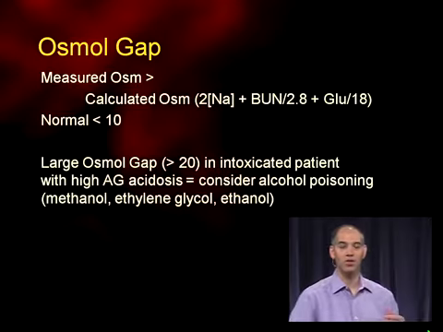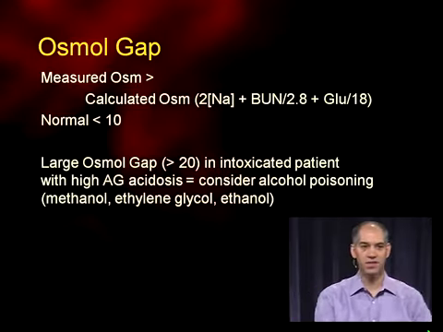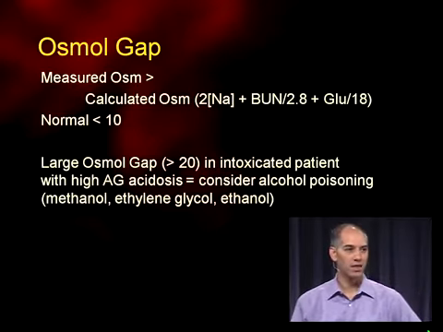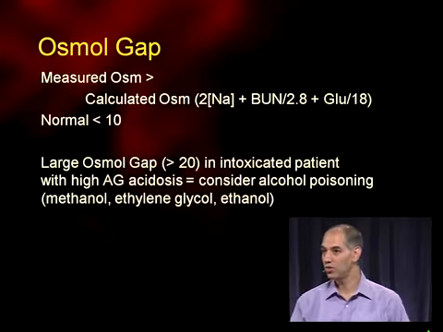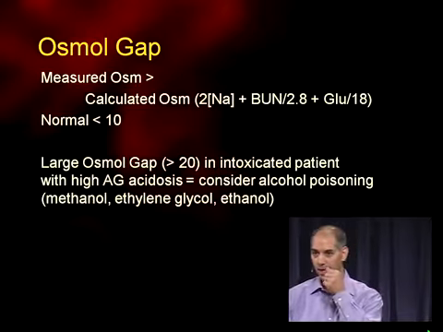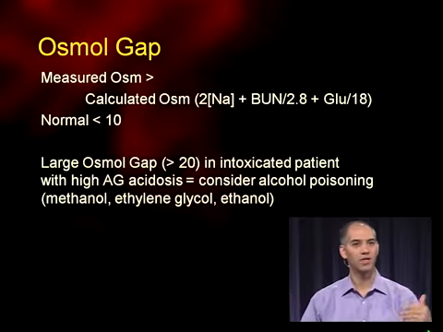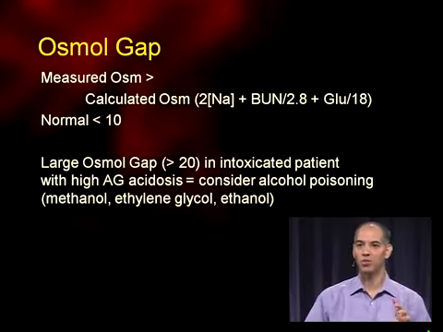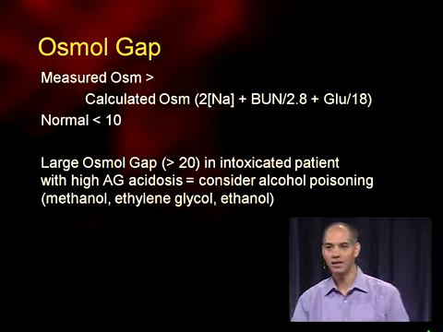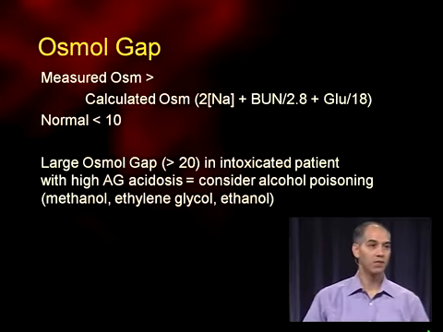Remember that you can measure the osms in the blood just by sending down a serum osm level. And you can calculate what you think the osmolarity should be by looking at what are the osmotically active things in the blood. Mostly it's sodium, so 2 times sodium, plus the BUN over 2.8, plus the glucose over 18. And the reason that you're dividing by 2.8 and 18 is because we in the United States report BUN and glucose as milligrams per deciliter, but we need to get to milliosms per liter.